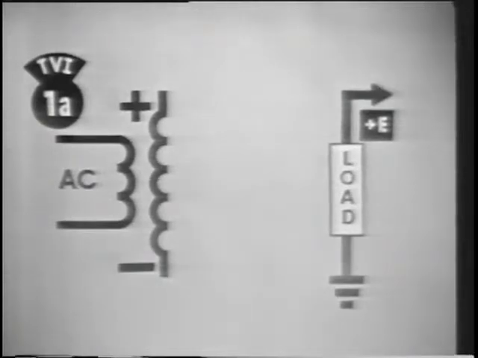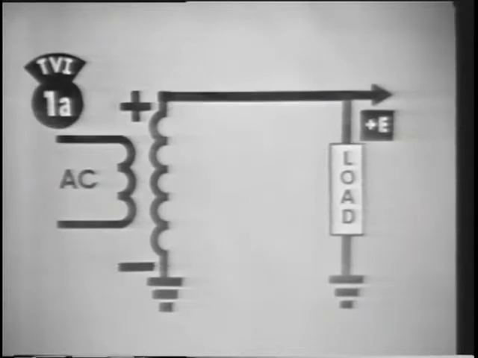Here's the first one. The output voltage in this case is positive. So where is the load and the ground connected? That's right. The load is connected to the positive end of the secondary, and the ground is connected to the negative end.